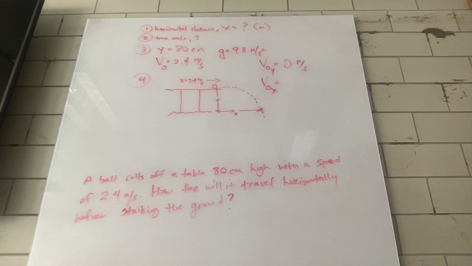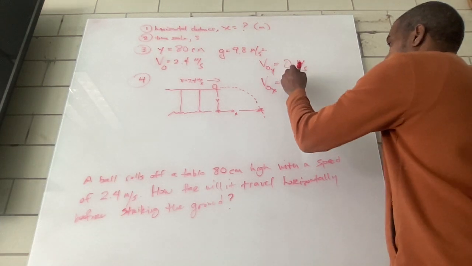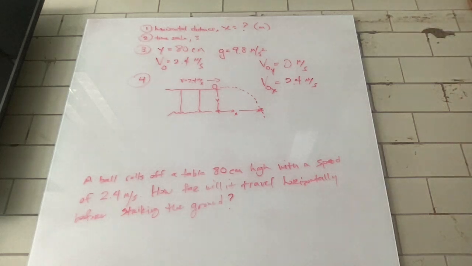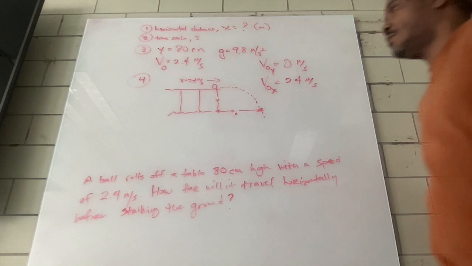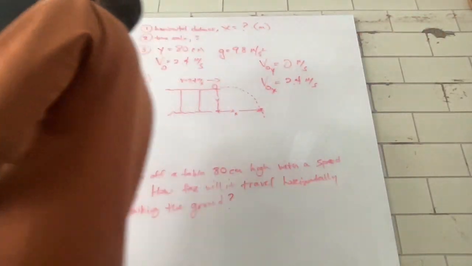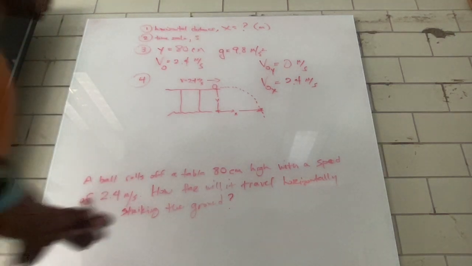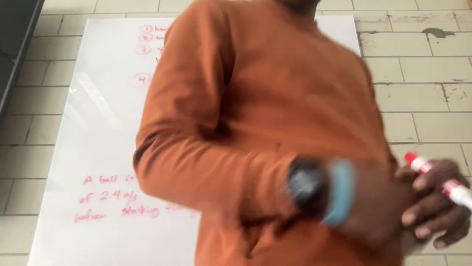What's it in the x direction? 2.4, right? So in the y direction, we know it's undergoing what? Free fall. So then we know we can use which equation?